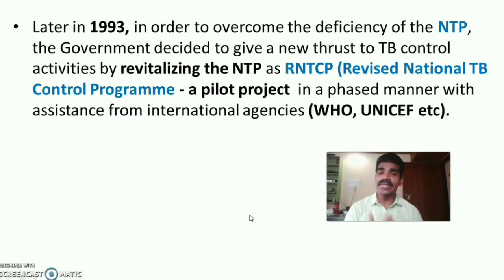Thus, later in 1993, in order to overcome the deficiency of the NTP, that is the National Tuberculosis Control Program, the government of India decided to revitalize the current National Tuberculosis Control Programme as RNTCP, that is the Revised National Tuberculosis Control Programme, as a pilot project and in a phased manner with assistance from various international agencies such as WHO, UNICEF, etc. So in 1993, to overcome the deficiency of the National TB Control Programme, the Government of India decided to start a new thrust to TB control activities by revitalizing the current National Tuberculosis Control Programme as RNTCP.